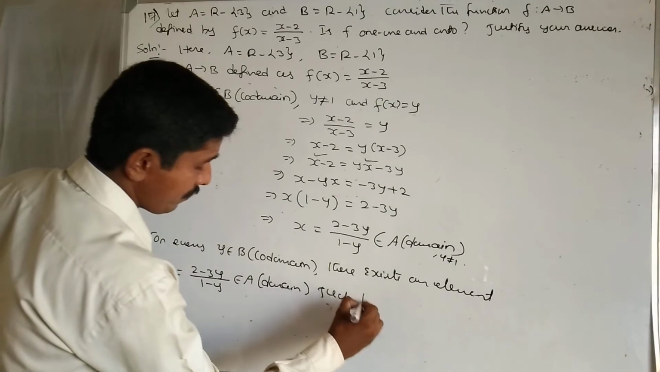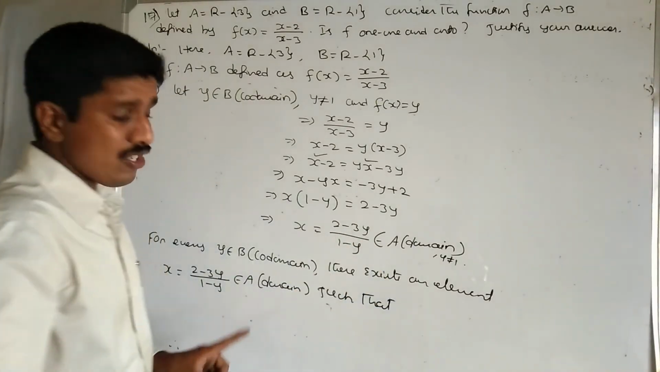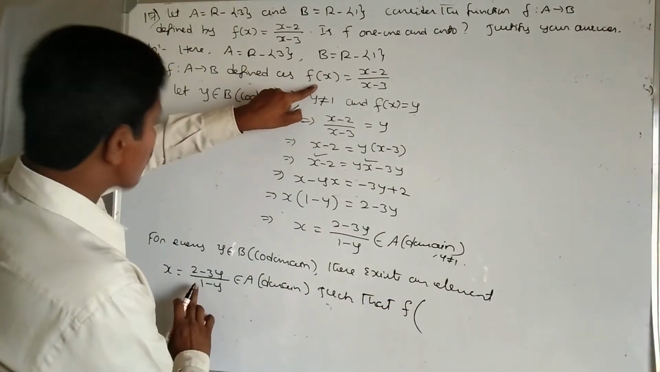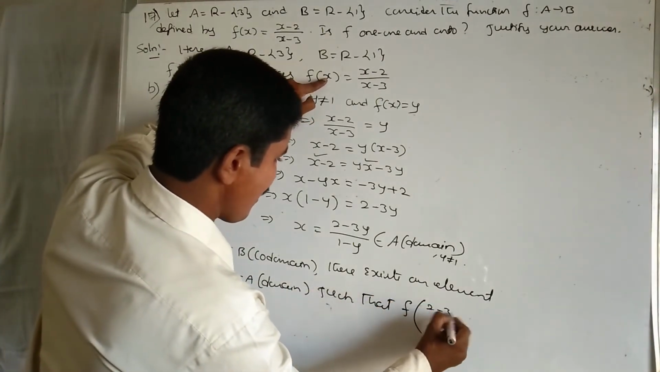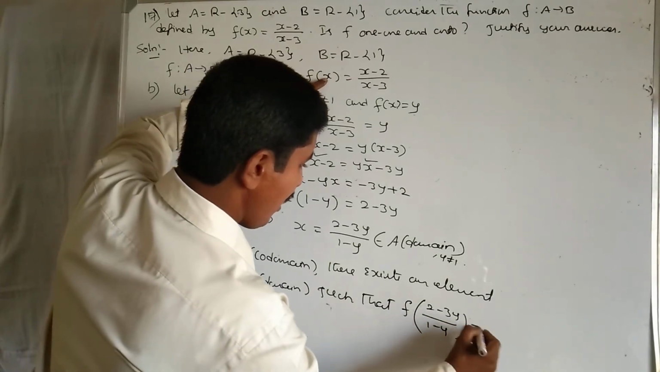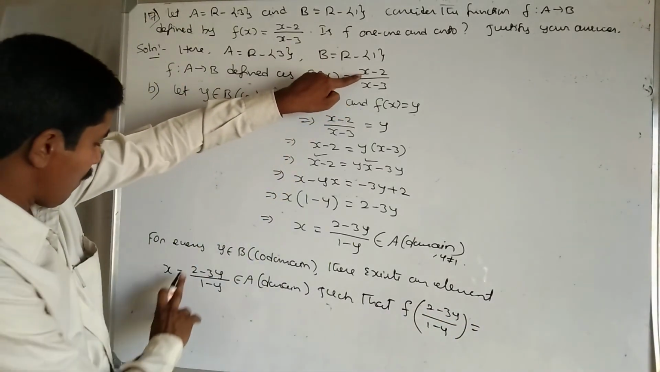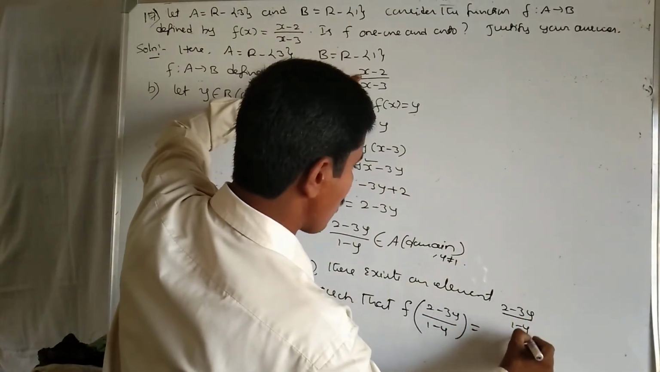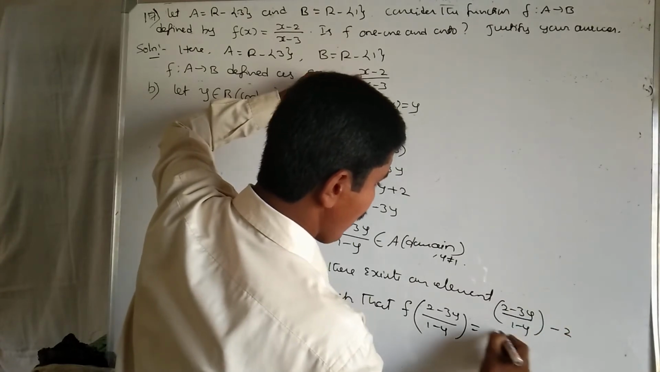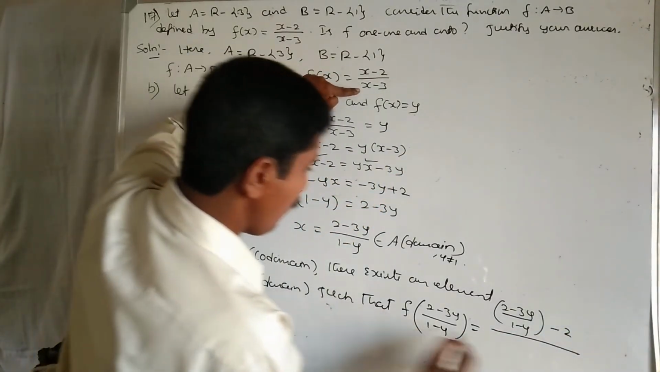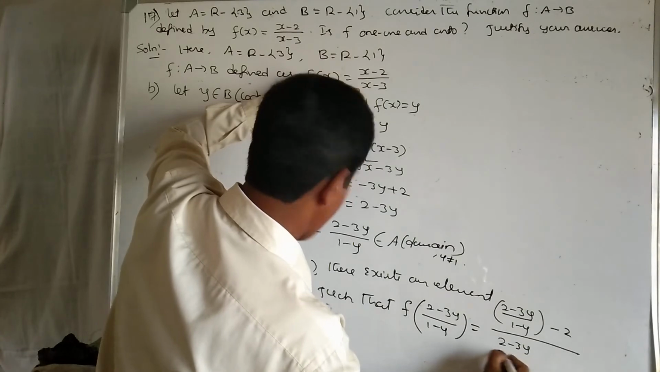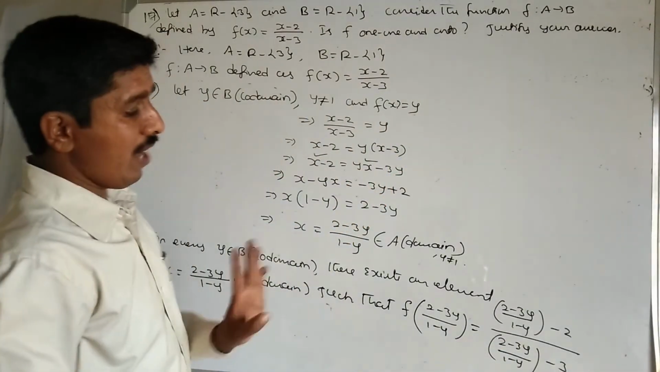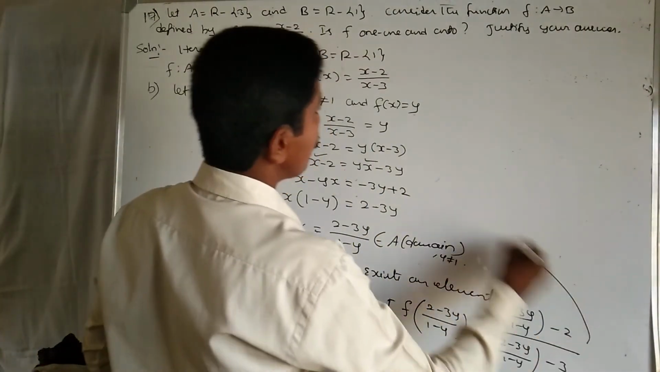such that, substituting the x value in the given function, f of (2 minus 3y divided by 1 minus y) equals, similarly on the right side, the x value (2 minus 3y divided by 1 minus y) minus 2, whole divided by the x value (2 minus 3y divided by 1 minus y) minus 3. Simplifying this.